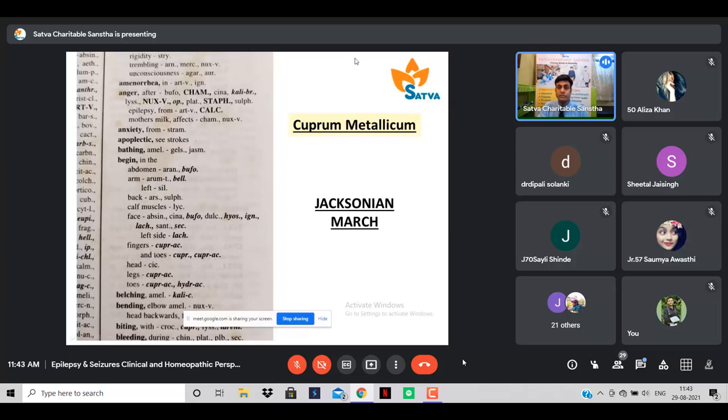Cuprum metallicum is the drug where there is a convulsion which is beginning in the fingers and toes. Can you see? And the other remedy is cuprum aceticum, and the convulsion which is beginning in the toes is hydrocyanic acid. So if there is a focal convulsion which is beginning from the fingers and the toes, you should always remember drugs like cuprum metallicum, cuprum aceticum, and if it is beginning specifically in the toes, then you can keep in mind hydrocyanic acid and cuprum aceticum.